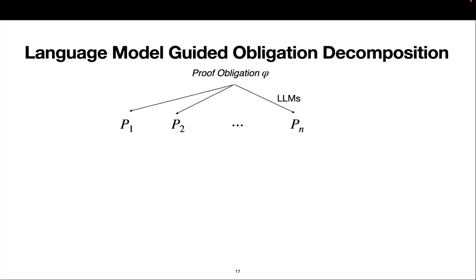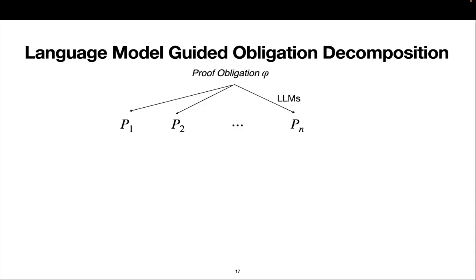This is where the language models come in. We start with our proof obligation phi. Then we can ask an LLM to decompose the proof obligation phi into a set of smaller subclaims, P1, P2, and so on to Pn. The LLM uses its reasoning ability to figure out what decomposition might be helpful to prove the obligation, and it will generate such a decomposition in terms of P1, P2, to Pn.